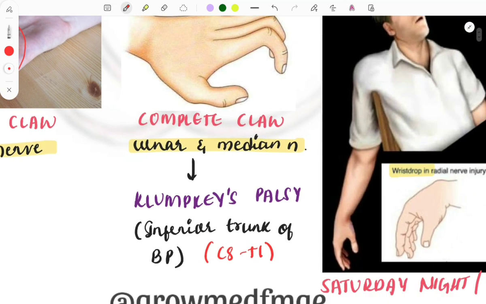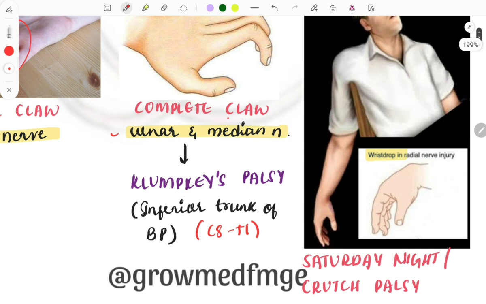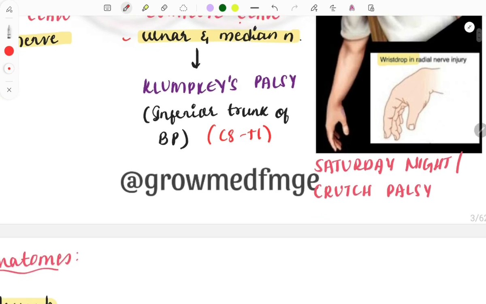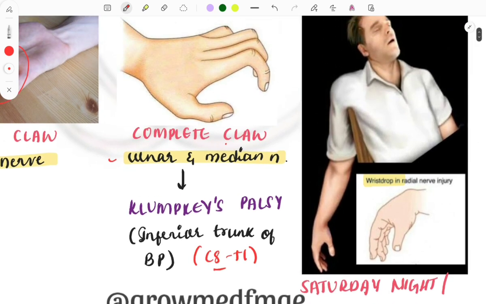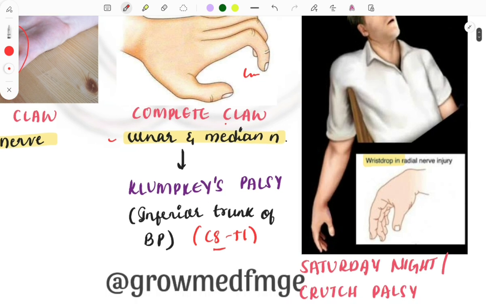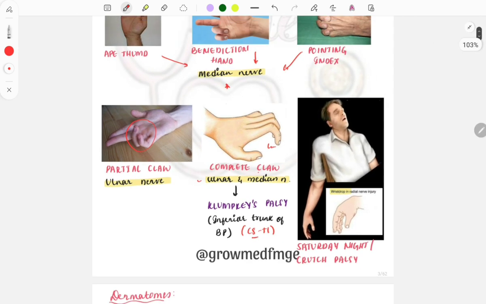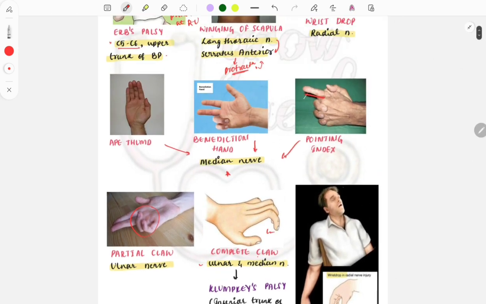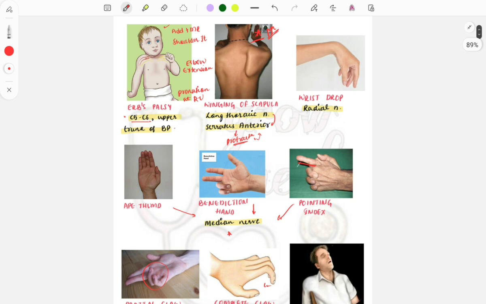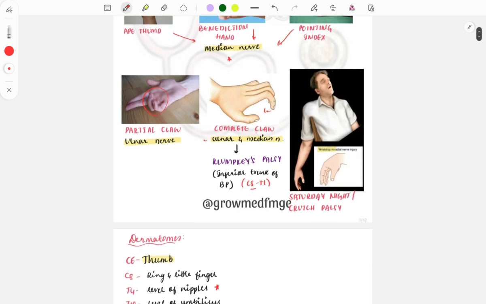And when there is complete claw hand, there will be injury to the ulnar as well as the median nerve, and this is also called Klumpke's palsy, and the injury will be to the inferior trunk of the brachial plexus, that is C8 T1. Okay, so mostly the lumbricals will be involved in this and they will cause this clawing of the hand. Then Saturday night or crutch palsy, wrist drop due to radial nerve injury. Okay, I've already uploaded a complete video on nerve injuries, so do watch that video also. The link will be given in the description box.